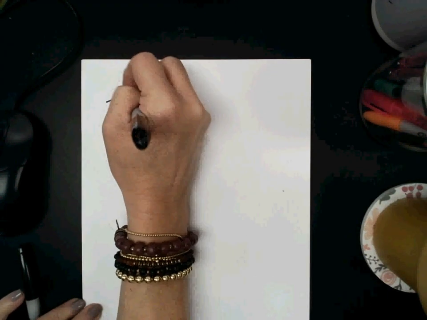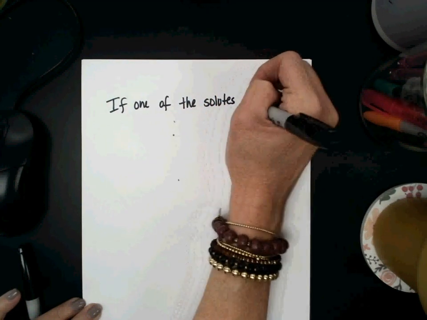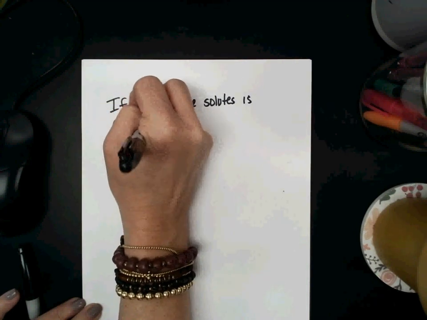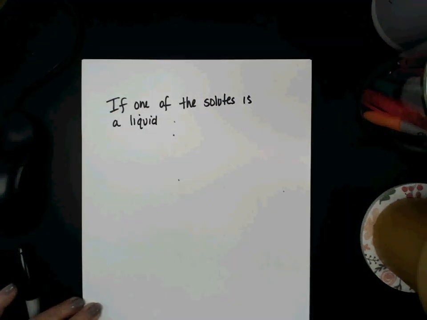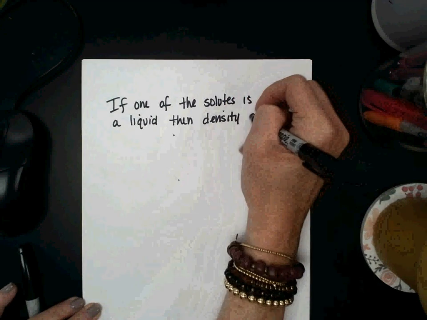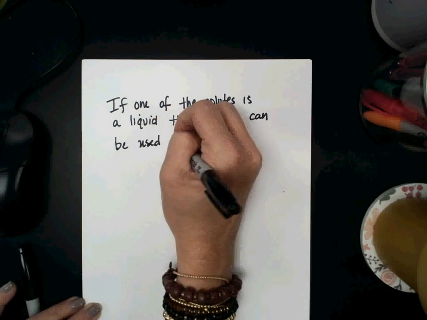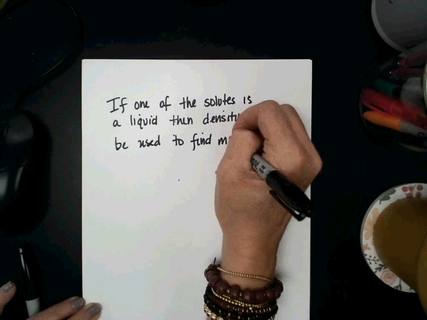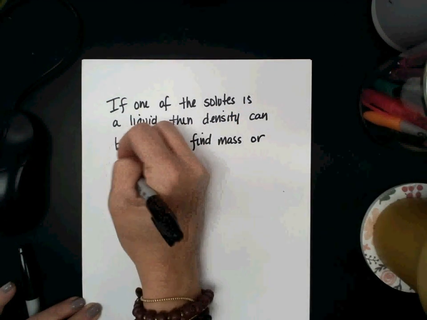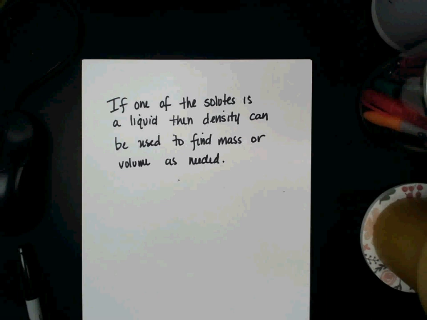Okay, one other way to look at it. I'm almost done. If one of the solutes is a liquid, which often happens when we make these solutions, then density can be used to find mass or volume as needed. So it can go either way.